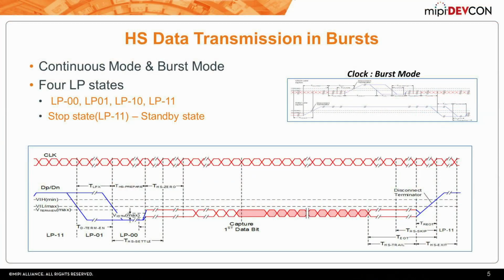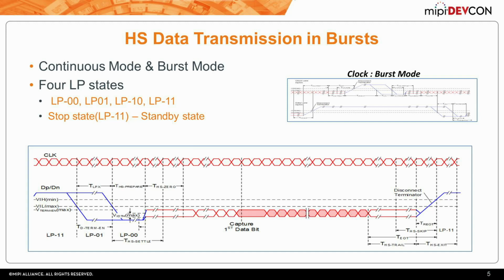Moving on, another point about the LP mode is that the lines are driven in a single-ended fashion. So you would end up having 4 states. The LP mode would have 4 states, and the stop state, which is referred to as LP11, is the default standby state in the system.